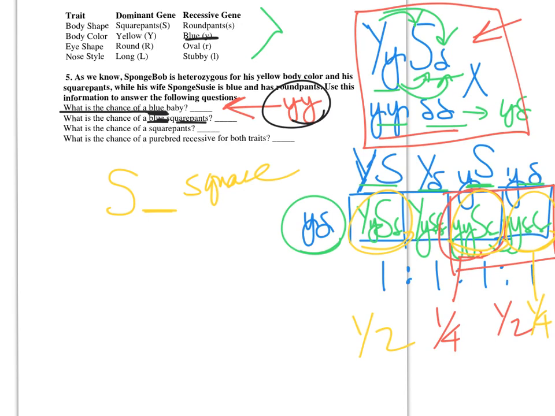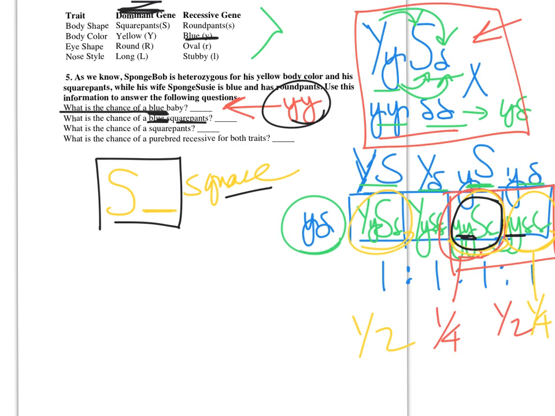And then this one, they're asking for two traits. You have to be blue and have square pants. And so anybody with little y is going to be blue, and then you have to also have a big S in order to be square pants, right? So since square pants is dominant up here, then we know it can be big S, big S, or big S, little s. So that's what the little blank is, it could be either allele.